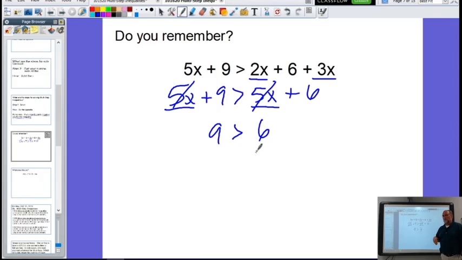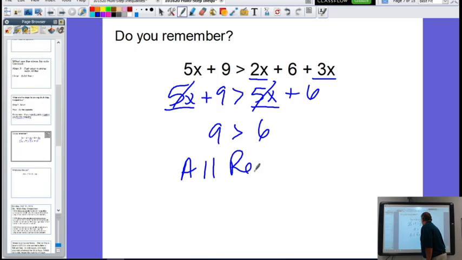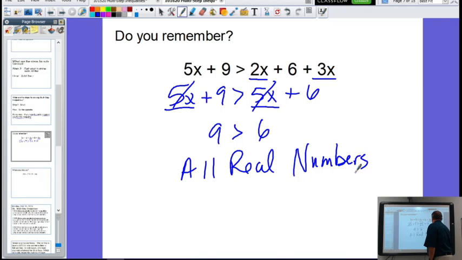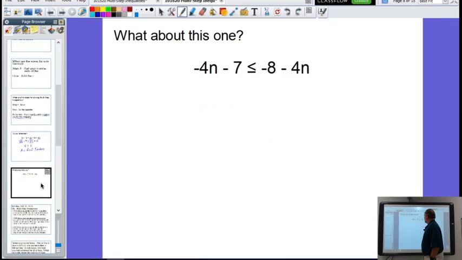Now we ask ourselves, is that a true statement? Is 9 greater than 6? Yes, it is. So if it's a true statement, if my letters are eliminated and the resulting line is a true statement, what do we put? We put all real numbers. Simple as that. So we can even have situations like our letters eliminating, even in inequalities, when we have multi-step inequalities. Okay, so what about this one?